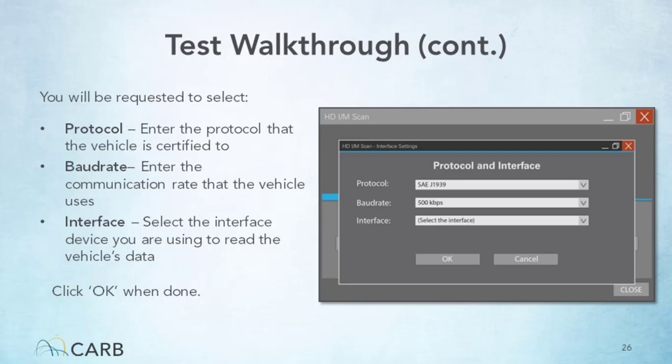To determine the appropriate communication protocol and baud rate, note the physical characteristics of the OBD Data Link Connector, or DLC, typically located in the driver's side footwell. The J1979 DLC will be a 16-pin connector shaped like a trapezoid. The J1939 DLC will be a round 9-pin connector that is either black for a 250 kilobytes per second baud rate or green for a 500 kilobytes per second baud rate.